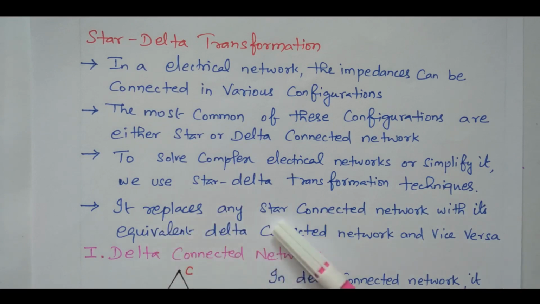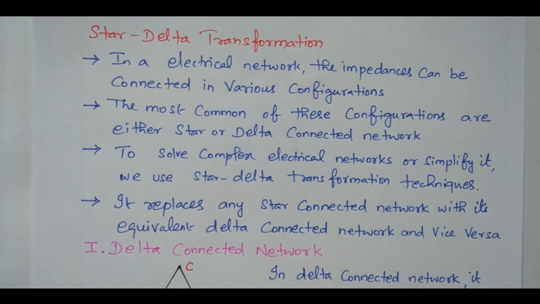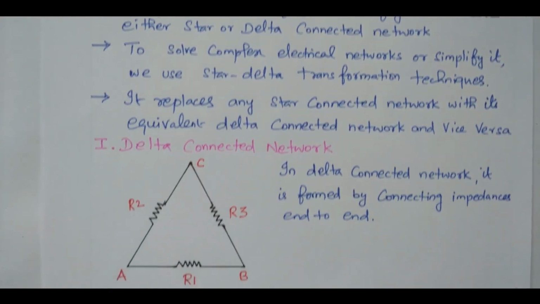It replaces any star connected network with its equivalent delta connected network and vice versa. So we can convert a star connected network to delta connected, or delta connected to star connected. Right? So for simplification and analysis purposes, we need this conversion technique. First, we will see what a delta connected network is.